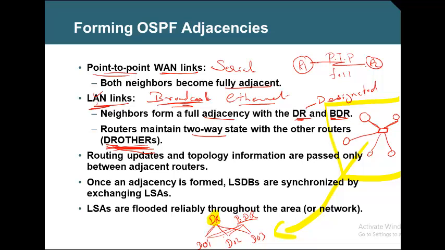Parents. Parents mean both father and mother. DRs means DR and BDR. Fine. We have DR now. How it became DR? That is what we need to know now. Out of this 5 router, why that router has become DR?